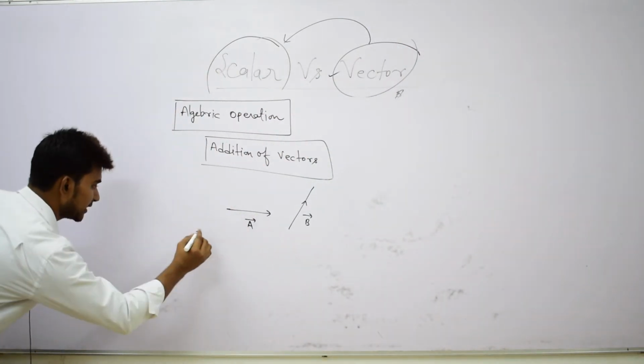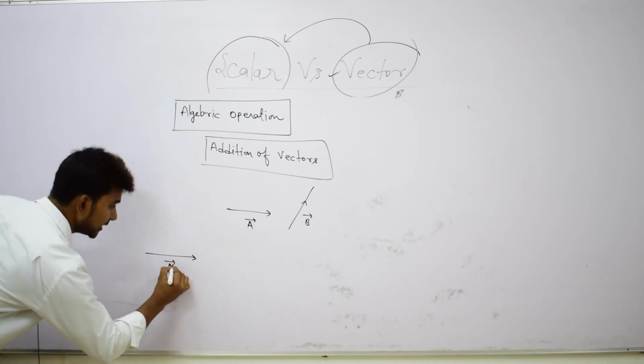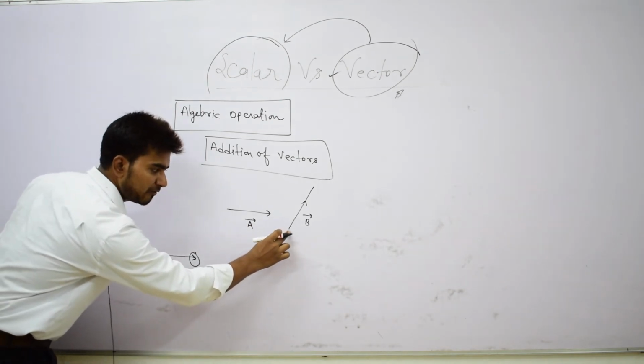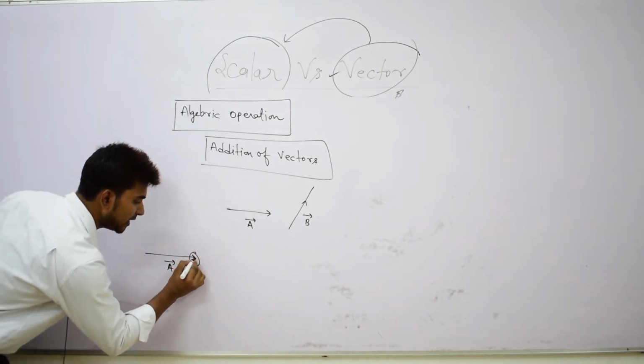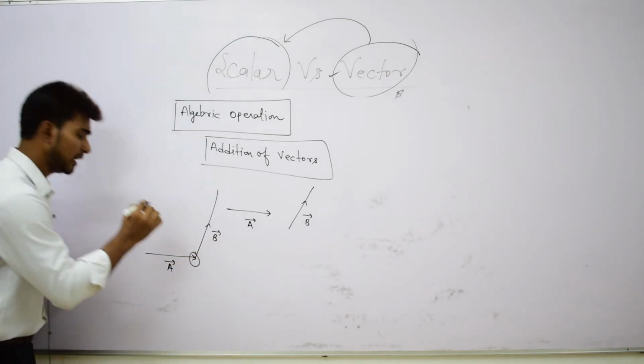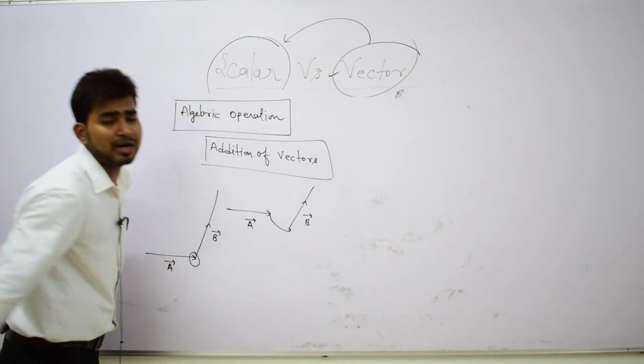If I am adding these two vectors, it will be like this: this is our vector A with its head, and this is the tail of vector B. So from head to tail we have to add this vector B. This is very important.